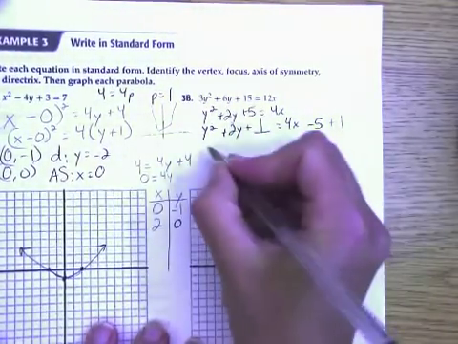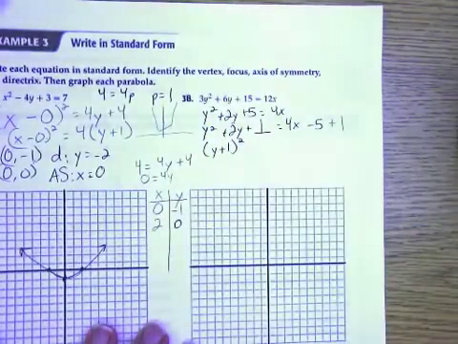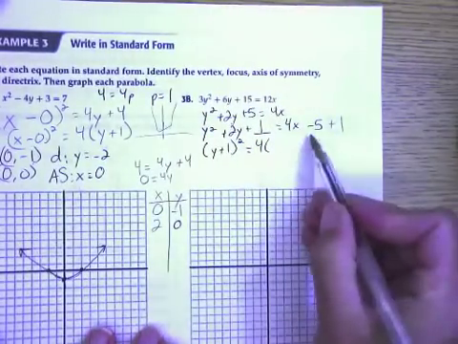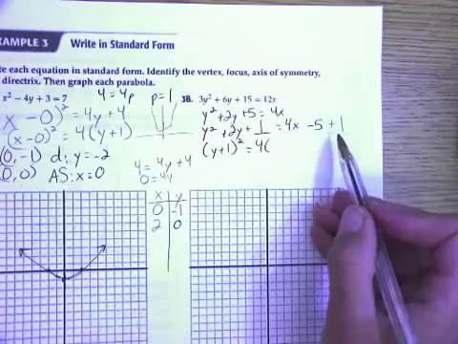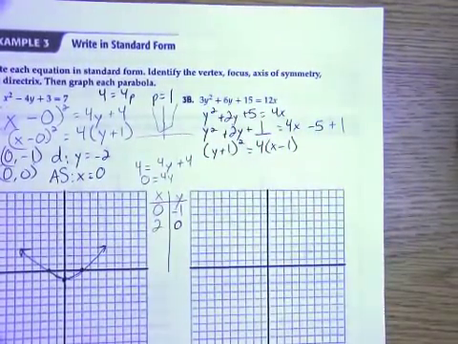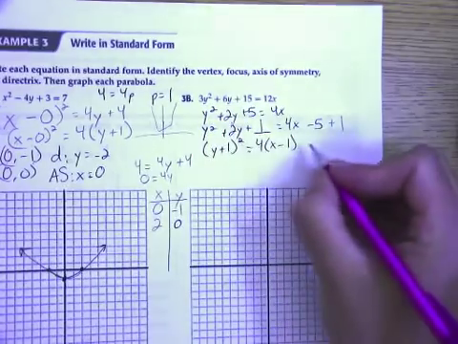So this I can now rewrite as y plus 1 quantity squared equal to 4 times the quantity. Notice how these two terms will combine to get negative 4, so that's why I can factor a 4 out and get x minus 1. So now my equation is in standard form, and I can easily identify my vertex and figure out the rest.